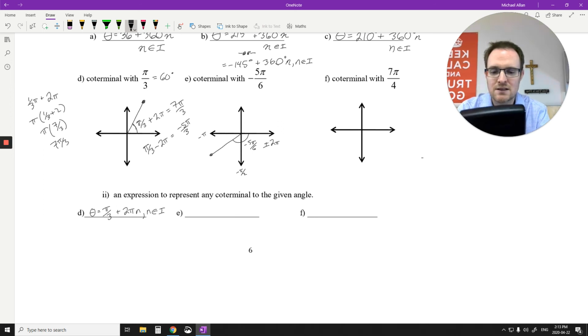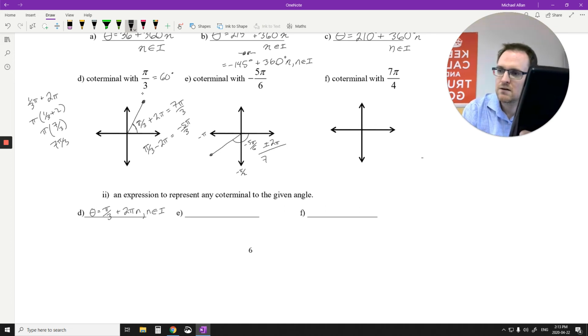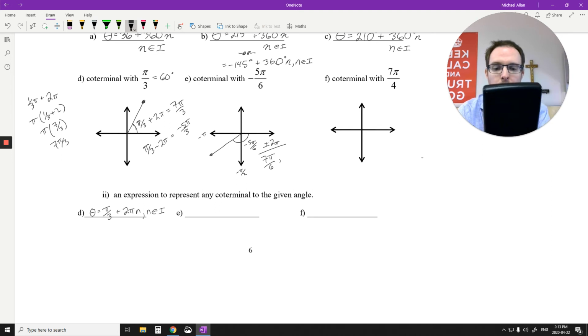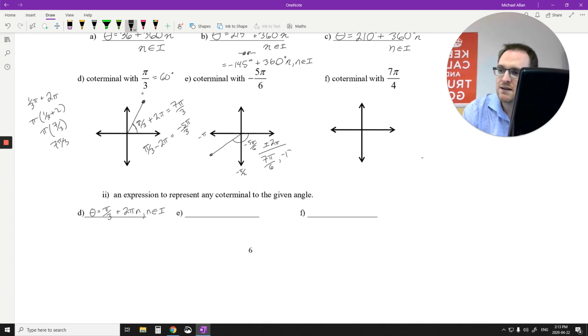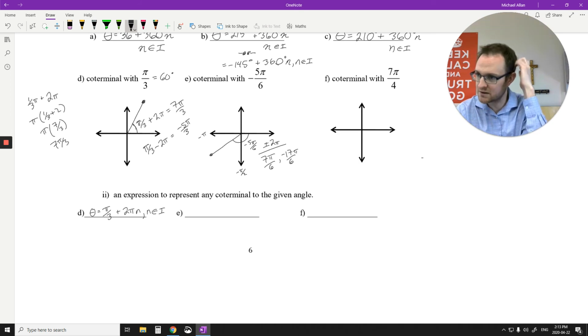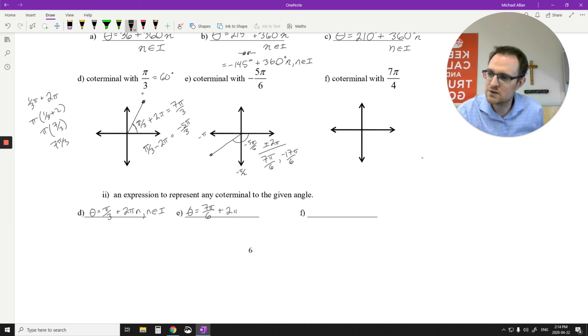So negative 5 over 6 plus 2 will get me 7 pi over 6. And if I go negative 5 over 6 minus 2, I get negative 17 over 6. I put that pi back in there. And there's my two coterminal angles. One positive, one negative. My expression would look very similar to the other one. I want to use the first positive one based on convention. So let's just do that. So I'm going to use the 7 pi over 6 for that solution.